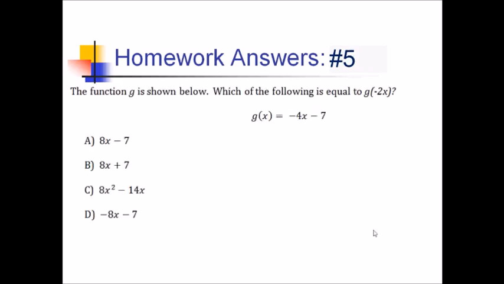And then for number 14, we're given the function g of x equals -4x minus 7, and we just have to basically plug in -2x to this function and then match it with one of the answer choices. So this will be -4 times (-2x) in parentheses, all of that minus 7. -4 times -2x, that'll be 8x. We still have a minus 7 there, and that matches answer choice A.